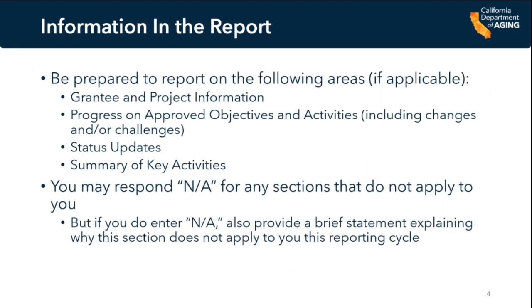So I mentioned earlier briefly, but here is some of the information included in the report. You should be prepared to report on the following areas if applicable to your grant. You'll report on your grantee and project information. You'll report on the progress on your approved objectives and activities, and that includes any changes or challenges, if applicable. You'll give some status updates and provide a summary of key activities for your grant project. You may respond NA for any sections that do not apply to you, but if you do enter NA, please also provide a brief statement explaining why that section does not apply to you for this particular reporting cycle.